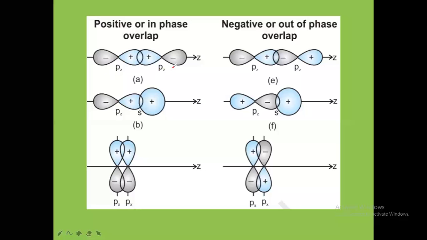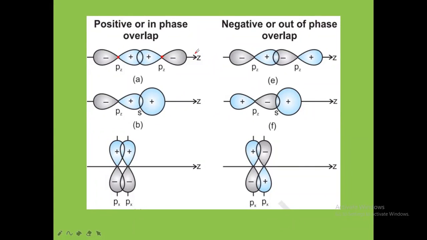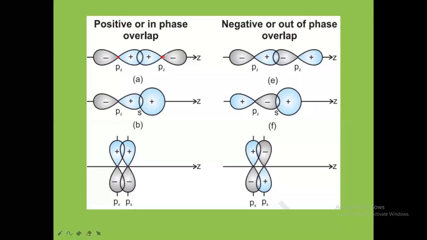When two orbitals, pz and pz, are taken, this is the nucleus of one atom, and this is the nucleus of another atom. Between these two nuclei, the line joining them is which axis? The Z axis is taken as the internuclear axis. Internuclear axis means the axis between the nuclei is taken as the Z axis. So when the Z axis is the internuclear axis, the pz orbitals will be oriented, meaning arranged, along the same axis. Both orbitals are along the same axis.